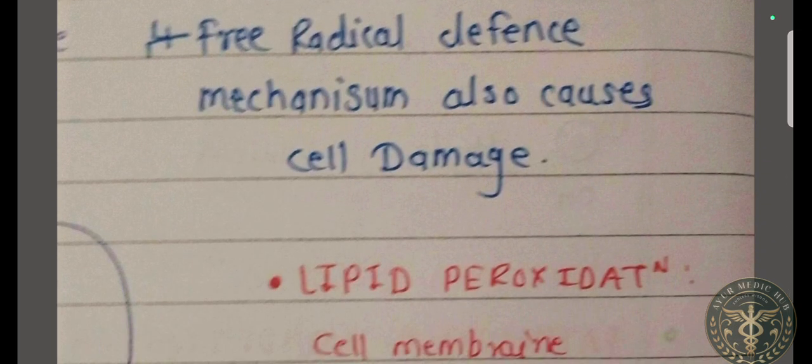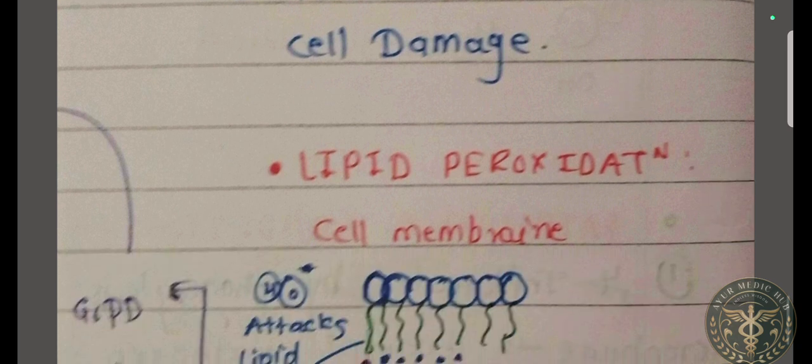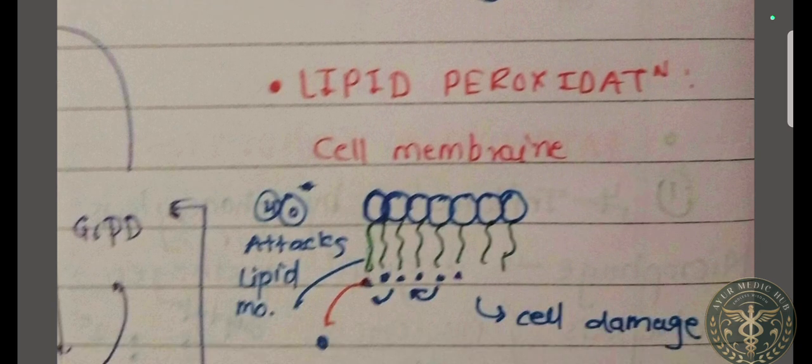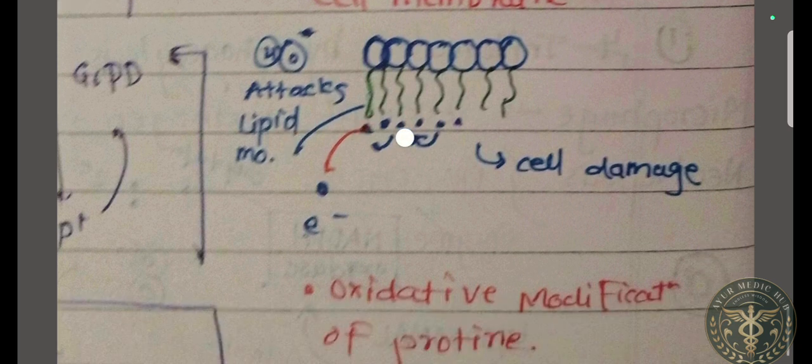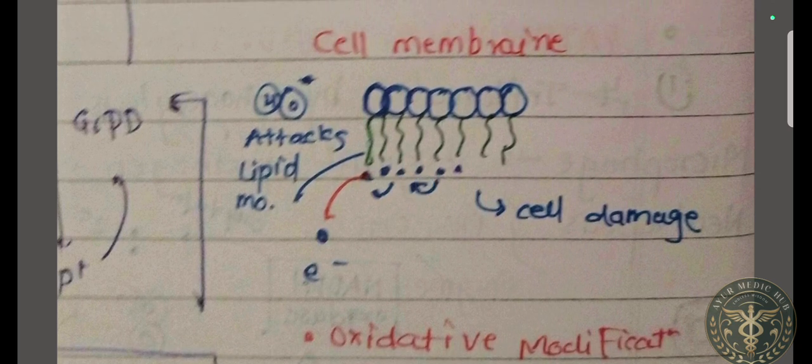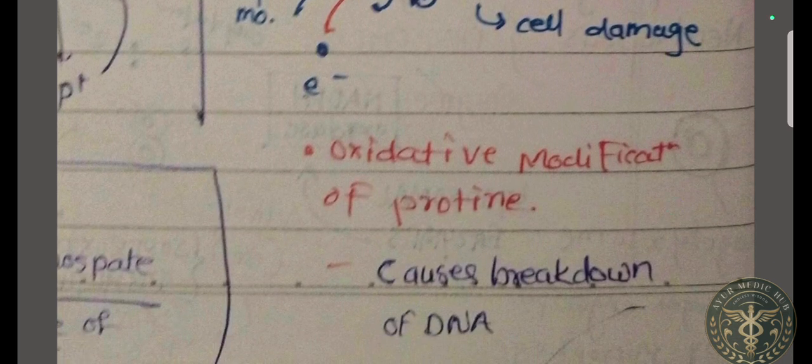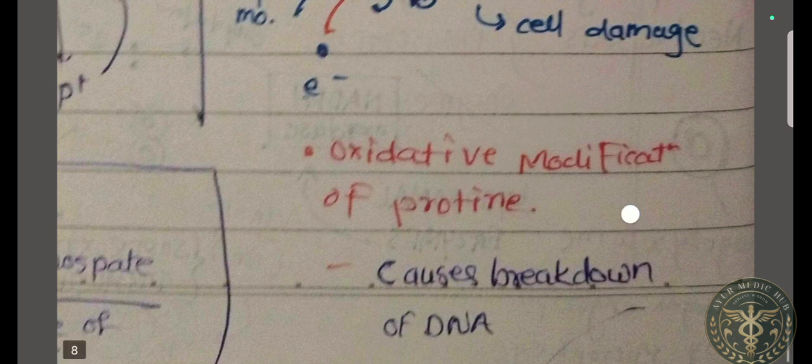Free radical defense mechanisms also cause cell damage. Lipid peroxidation. Imagine this is a cell membrane. When a hydroxyl radical attacks a lipid molecule, it steals an electron from the membrane. So the membrane takes the electron from the adjacent molecule, and this reaction continues and leads to cell damage. Oxidative modification of protein causes breakdown of DNA, which can lead to cancer.